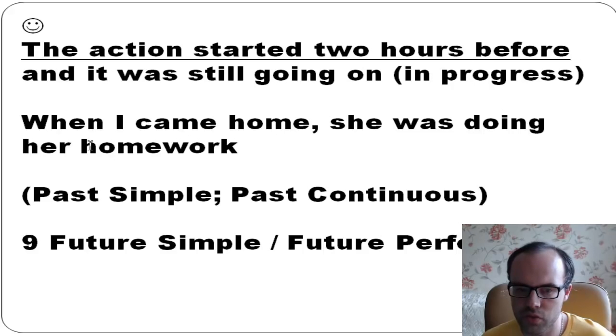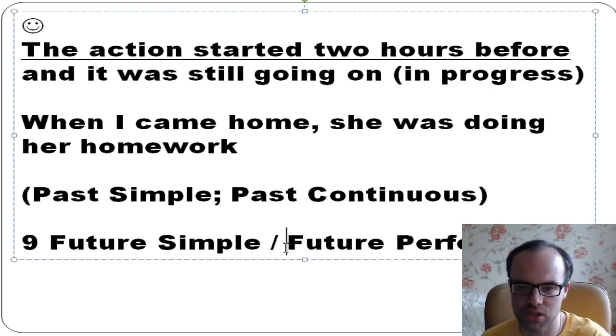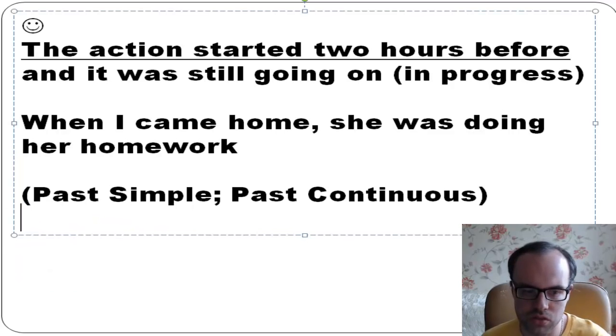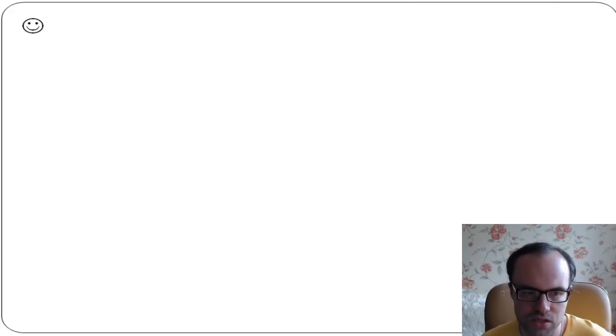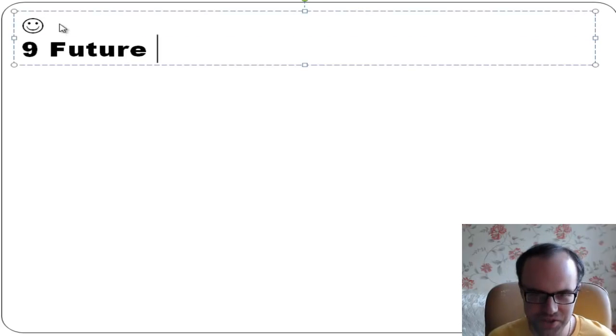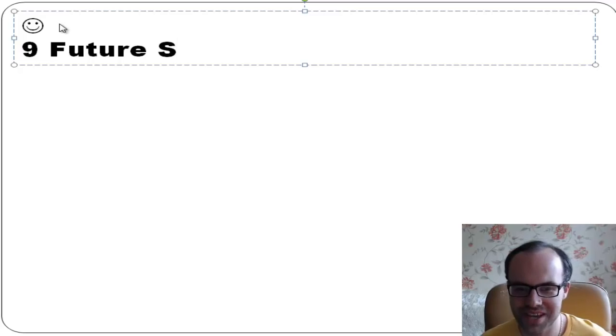And there is one more situation, the third one. So you see, when I came home, she was doing her homework. So it's past simple and past continuous. And we also need to look at the second thing. I think it's difficult, but not so difficult as you might think.